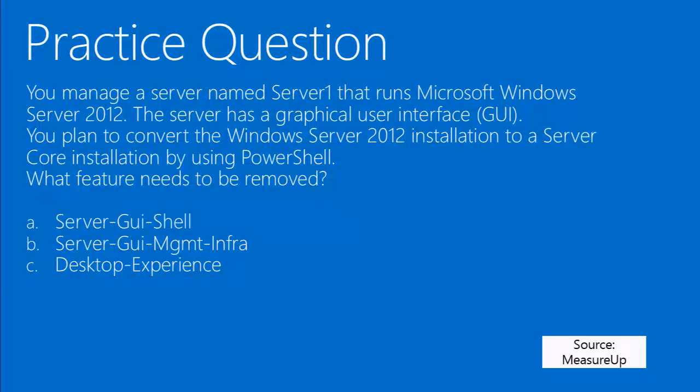Okay? So which feature needs to be removed? Now, I'll tell you now, the answers here are sort of semi-incomplete. We don't have the full syntax here. But which of these answers will allow me to switch from full to core? Is it A, server-GUI-shell? Is it B, server-GUI-management-infra? Or is it C, desktop-experience? What do you think? Oh, okay, every single possible answer there.